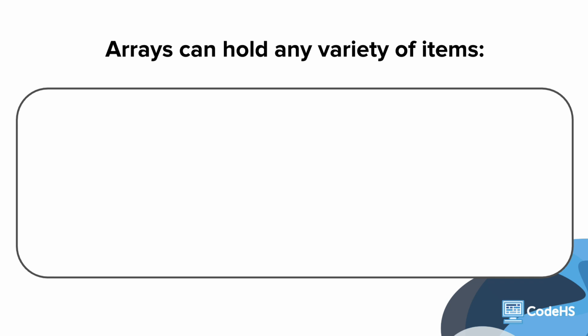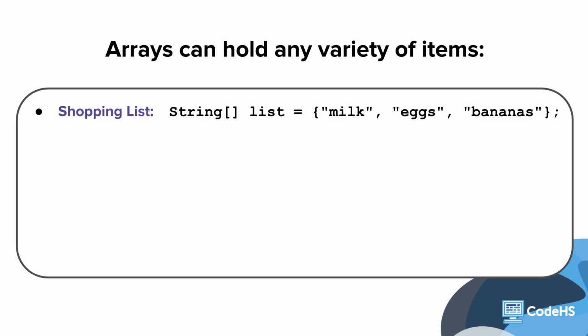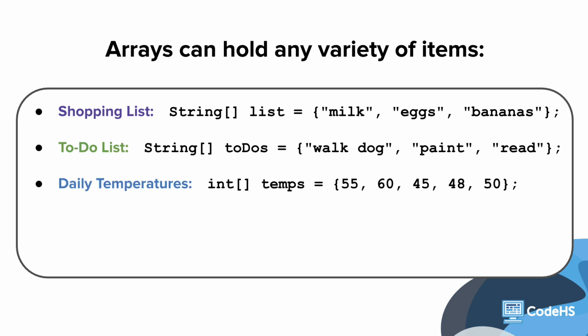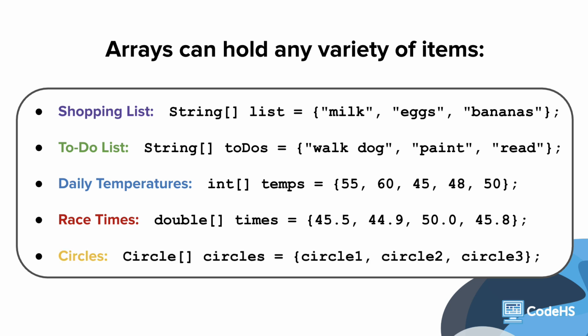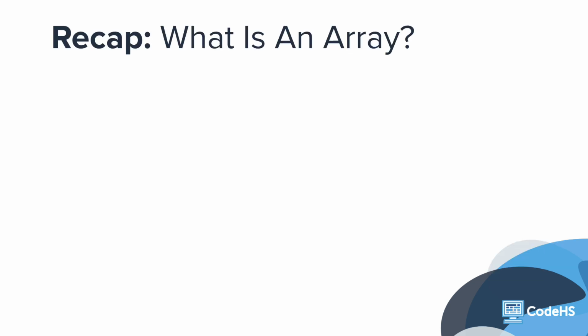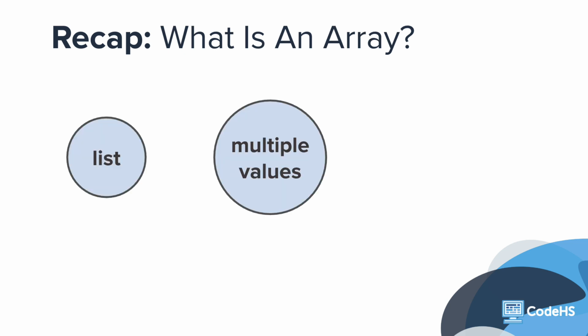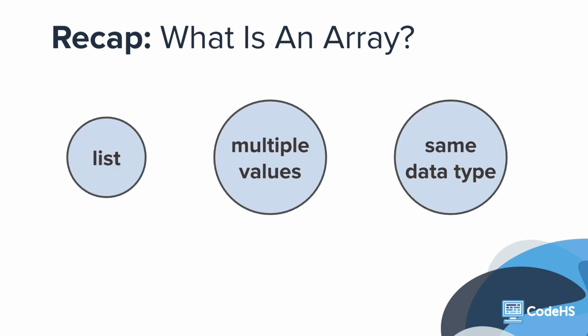Arrays can hold any variety of items, primitive values, or object references. For example, a list of items to get at the grocery store, or things on a to-do list, or a record of daily temperatures, or a collection of an athlete's race times, or even a group of graphic circle variables. To recap, to answer the question, what is an array? An array is just a list holding multiple values of the same data type. Let's take a closer look at the syntax.